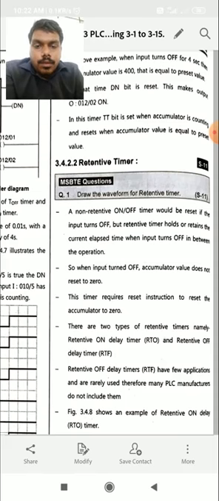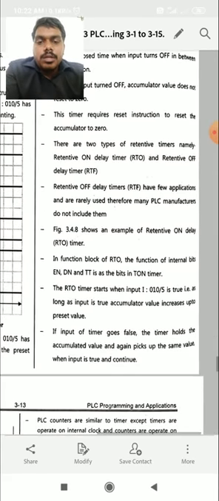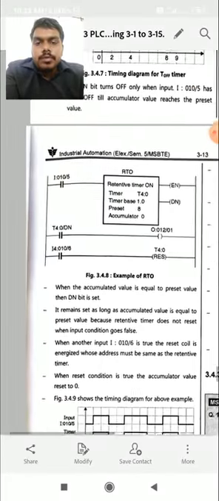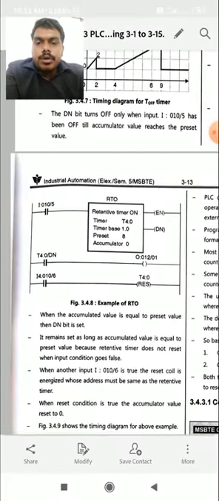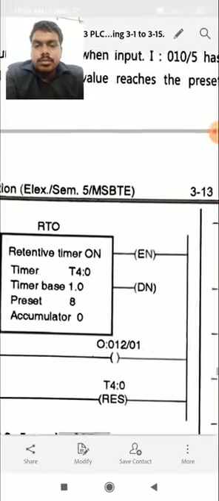There are two types of retentive timer, namely the retentive on delay timer named RTO and the retentive off delay timer named RTF. Retentive off delay timers have few applications and are rarely used, therefore many PLC manufacturers do not include them, so there is no need to see them in detail. So this is the diagram of the RTO, the retentive on delay timer. Its preset value is 4 and the time base is 1, so you can calculate.